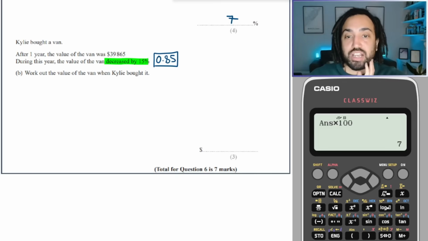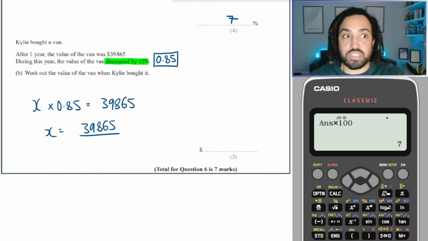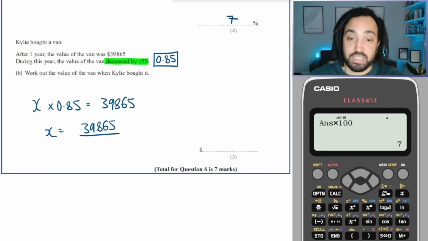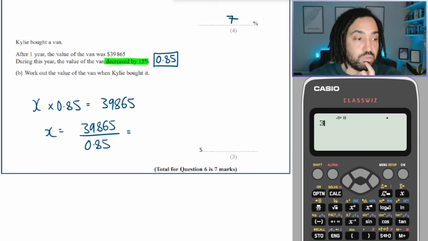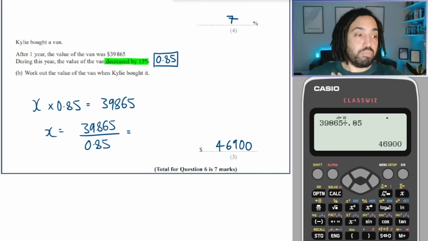Work out the value of the van when she bought it. Okay, so it was worth something when she bought it, and then it was reduced by this amount, and that equaled the new amount. So to reverse this process, I must divide by that multiplier. Common mistake is that people increase the new amount by 15%, hoping it will get back to the start. That is not correct. You must divide by the original multiplier. So this gives me a nice round number, which makes me feel confident it is correct. Perfect.